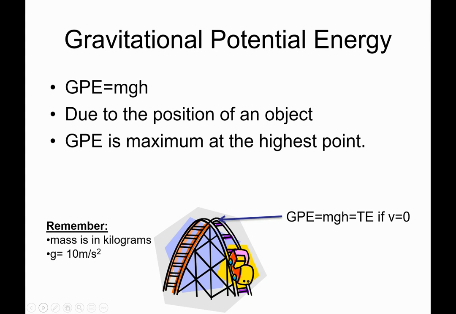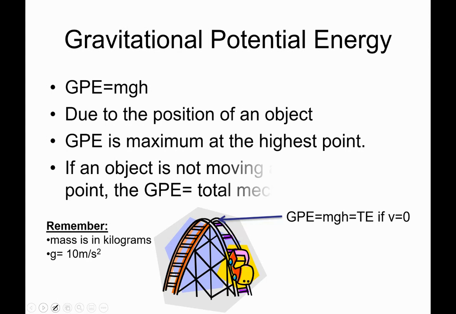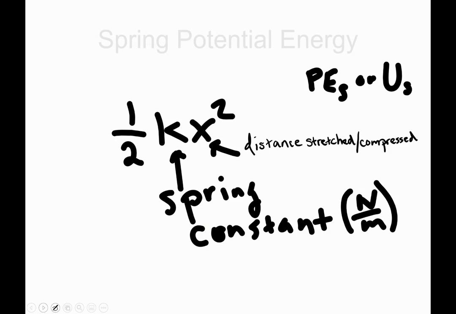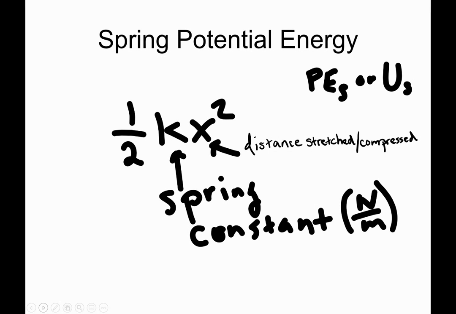Okay, so GPE, or gravitational potential energy, is maximum at the highest point. This is your highest point on your roller coaster. Highest point is going to be your total energy. That's your maximum energy. If an object is not moving at the highest point, the gravitational potential energy is equal to the total mechanical energy. Then we also have our spring potential energy. Our spring potential energy is our stored energy in our spring. Our spring potential energy is 1/2 kx squared, where k is your spring constant, how stiff your spring is.